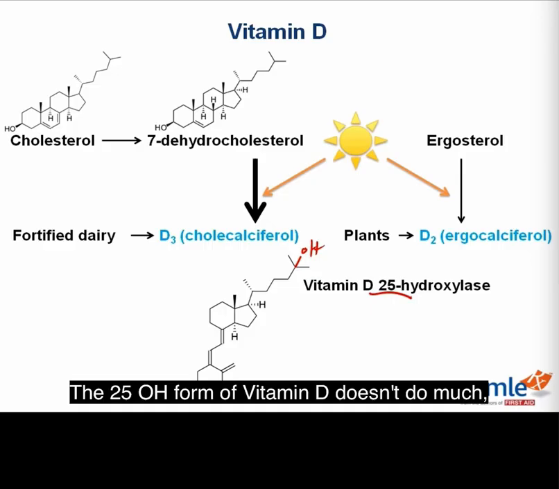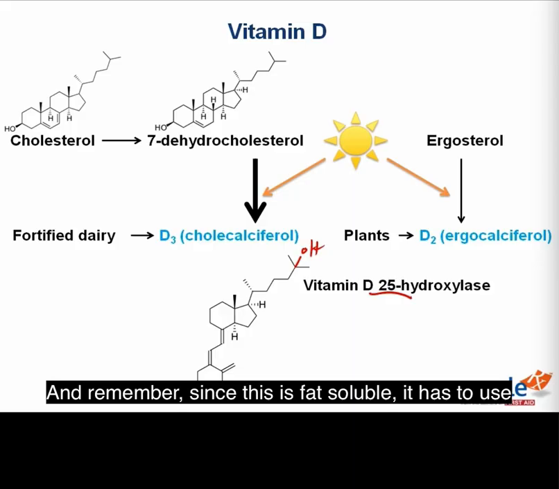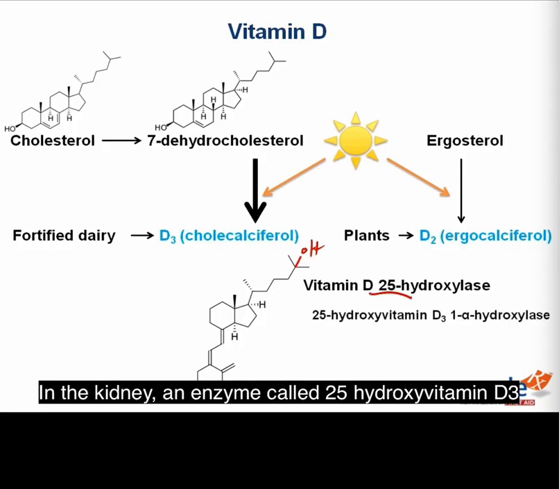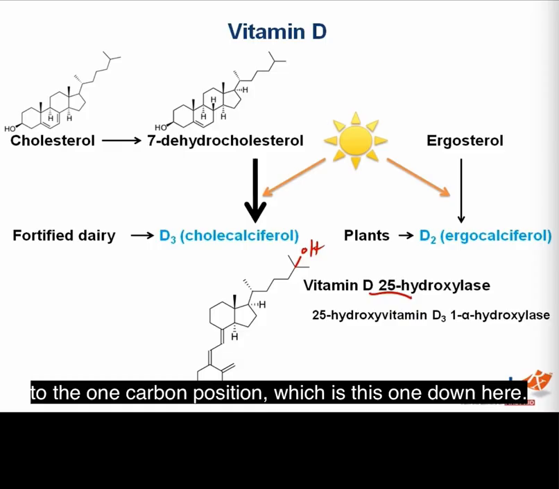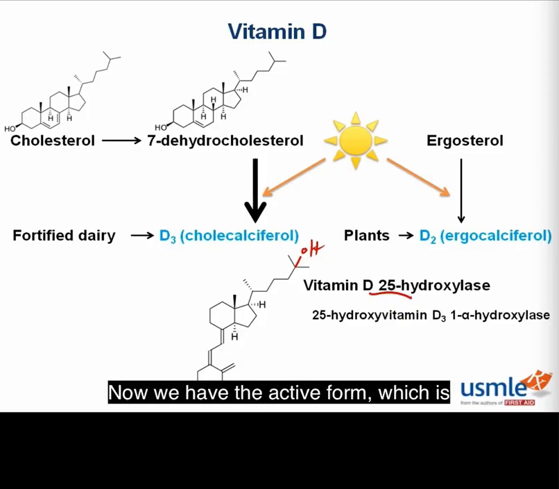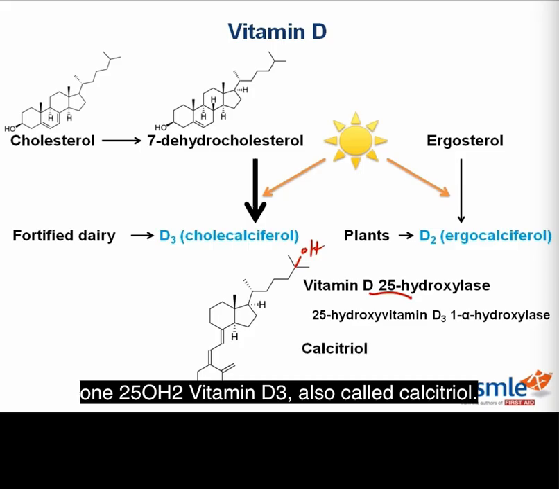The 25-OH form of vitamin D doesn't do much, so to activate it we first have to send it to the kidney. And remember, since this is fat-soluble, it has to use a carrier protein to get to the kidney, which in this case is called vitamin D binding protein, which should be easy enough to remember. In the kidney, an enzyme called 25-hydroxyvitamin D3-1-alpha hydroxylase adds a hydroxyl group to the 1-carbon position, which is this one down here. Now we have the active form, which is 1,25-(OH)2 vitamin D3, also called calcitriol.